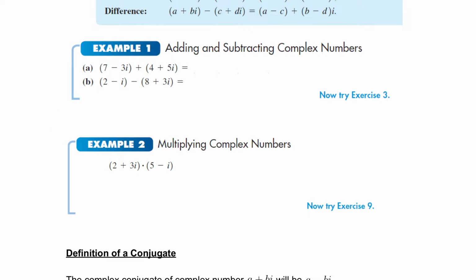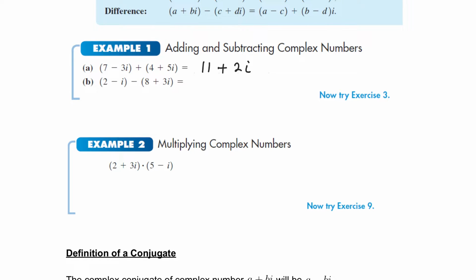Example 1, we have 7 minus 3i plus 4 plus 5i. So 7 plus 4 gives you 11. Negative 3i plus 5i gives you plus 2i.